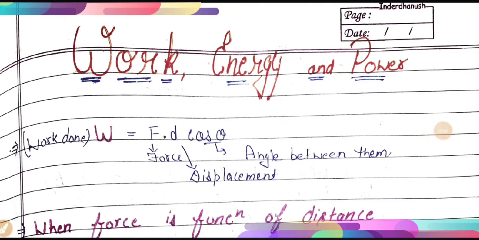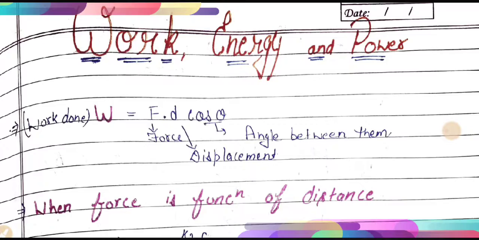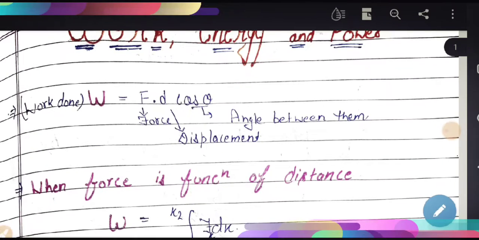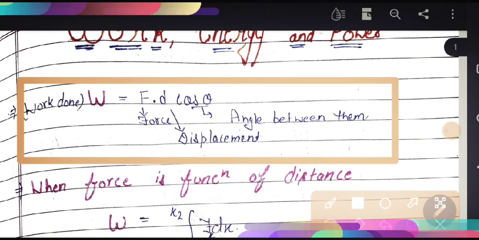Hello everyone. Today we are going to revise all the important formulas and the concept of the chapter work, energy, power part 1. So the work done is equal to F dot D cos theta, where F is the force, D is the displacement, not the distance, and theta is the angle between them.